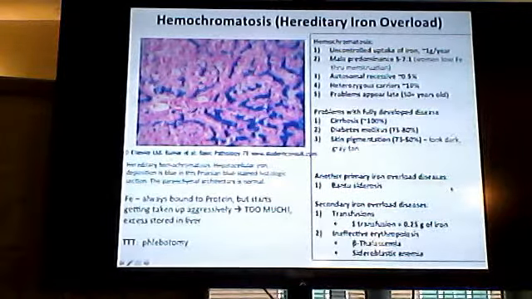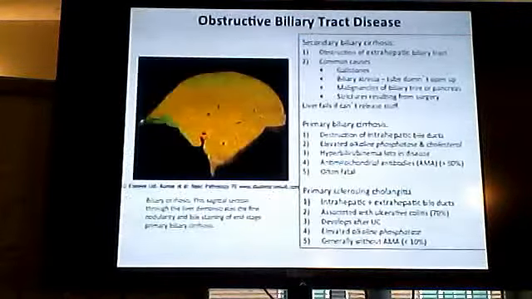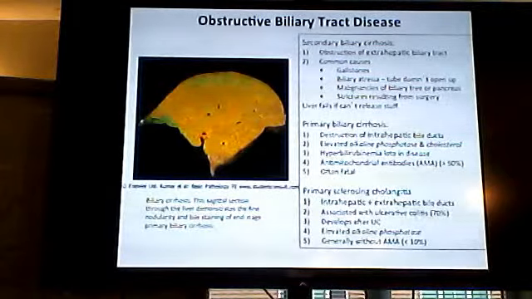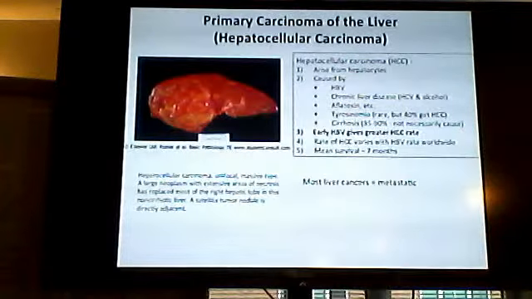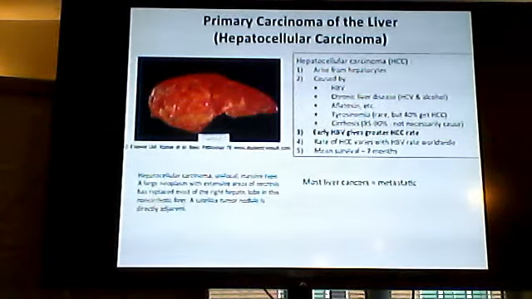by phlebotomy. Obstructive biliary tract disease, so if you have gallstones or the tube itself doesn't fit very well, doesn't open up. Primary carcinomas of the liver, so you might have HCC, hepatocellular carcinoma caused by HBV, the hepatitis B virus.